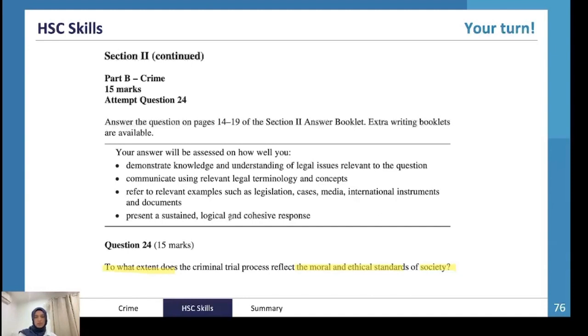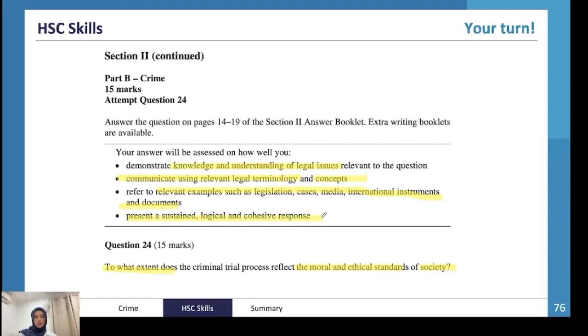Remember, you've got a bunch of different areas to think about. You want to demonstrate knowledge and understanding of legal issues relevant to the question. These are things you will be assessed on. Communicate using relevant legal terminology and concepts. Refer to relevant examples such as legislation, cases, media, international instruments, and documents. And present a well-sustained, logical, and cohesive response.